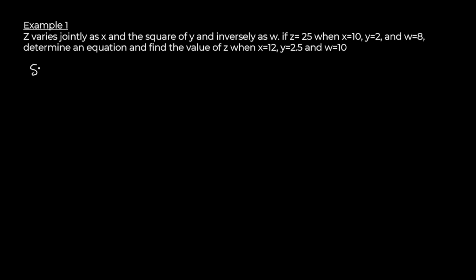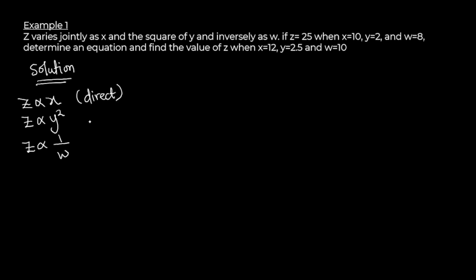So we write down our solution. We have Z varies jointly as X as one variation, and the square of Y. So we have Z also varies as the square of Y, and inversely as W. So Z again varies inversely, this time as W. So we have a direct variation, another direct variation, and then one inverse variation. So if we combine all of this, we are getting what?